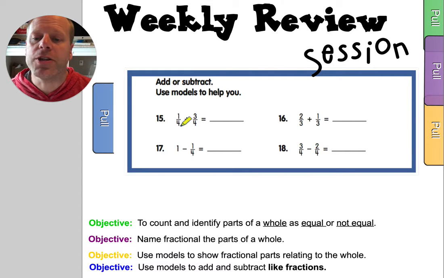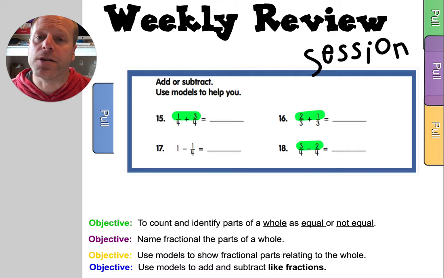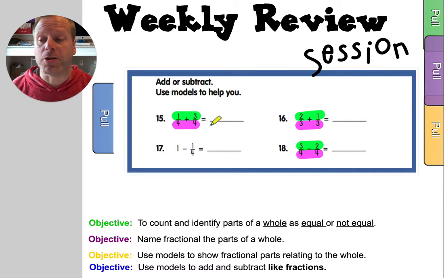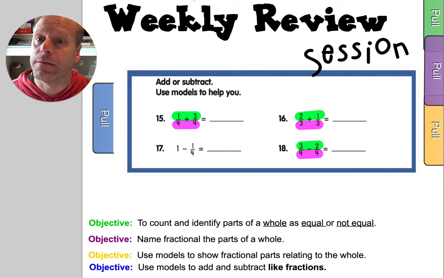So there are really 2 parts of this problem. There's the numerator on the top, and then there's the denominator on the bottom. The numerator tells you how many parts you have, how many parts you're getting, how many parts are moving, how many parts are changing. That number is going to move around.